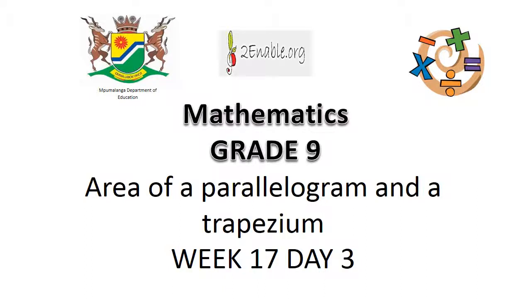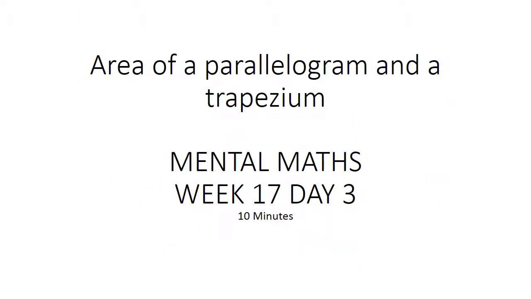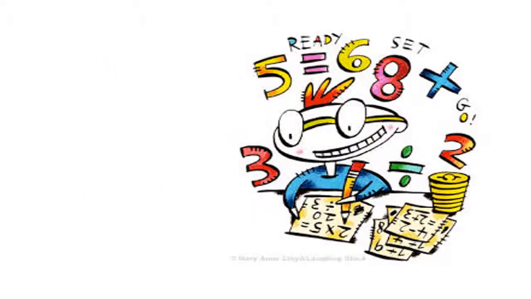Area of a parallelogram and a trapezium. Mental math. Times tables. 6 times 12 equals 72.